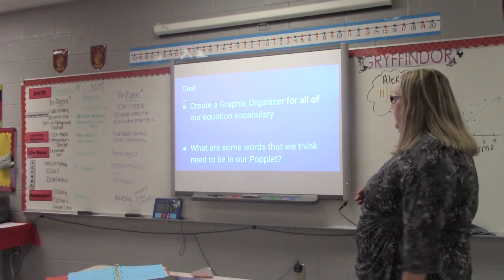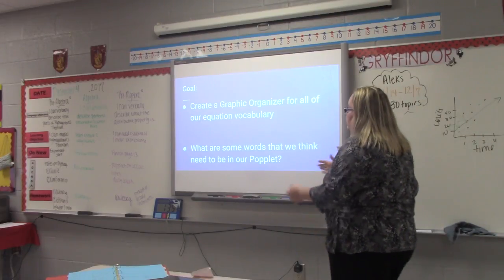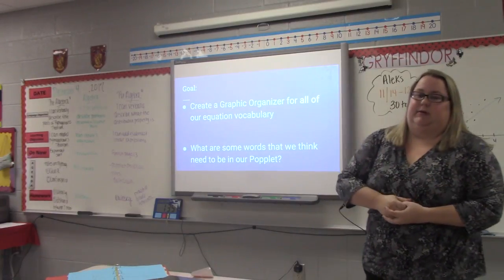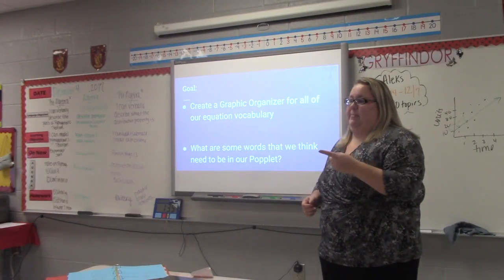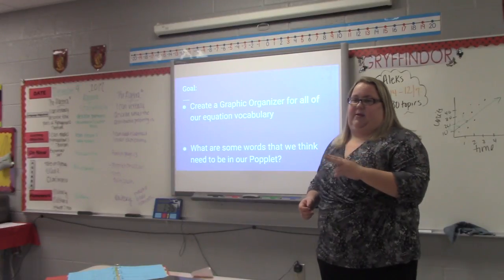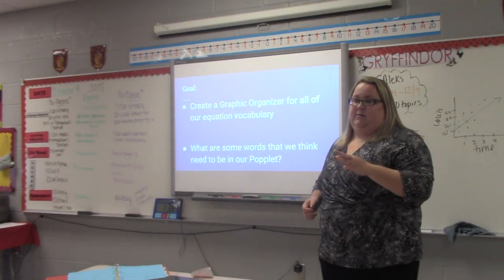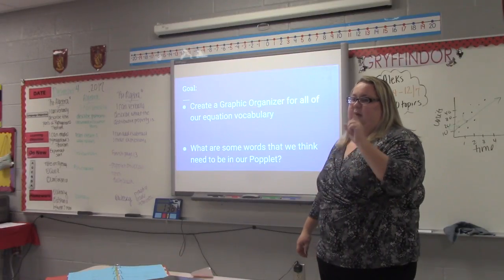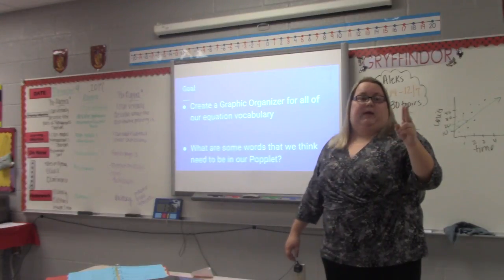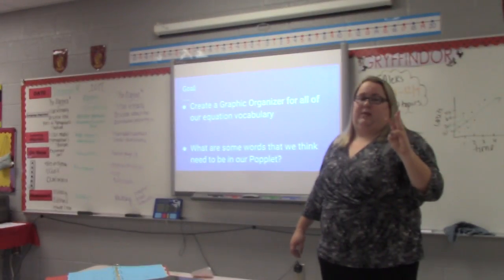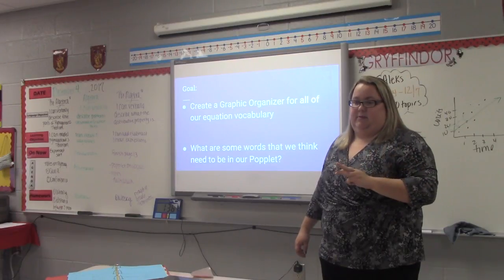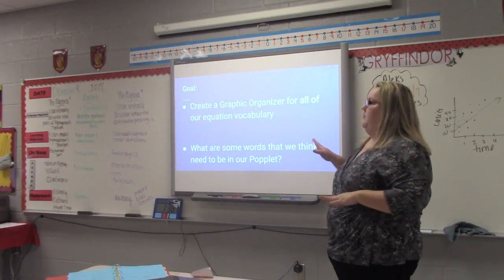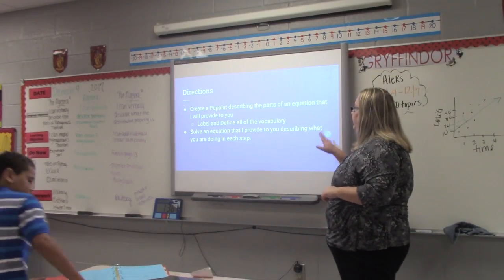So to help us with this, we're going to create a graphic organizer to show all of our equation vocabulary. What are some words we think need to be in our equations vocab applet? Joseph, what's one? Variable. Variable is one, yep. Bryson? Equation. Equation, we could put that in there. Jacob? If there's going to be a variable, there has to be a coefficient. Coefficient, good. Laura? Constant. Constant, and there's one last one. Caleb? Term. Okay, so those four words should definitely be somewhere in our equations vocab applet.